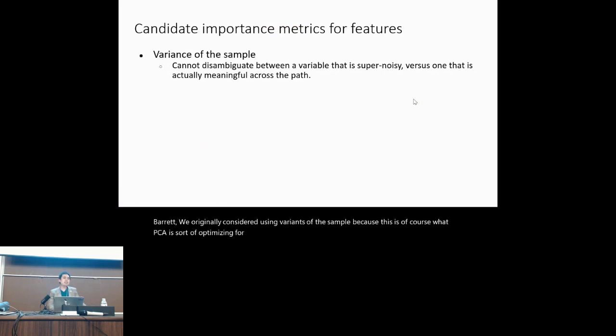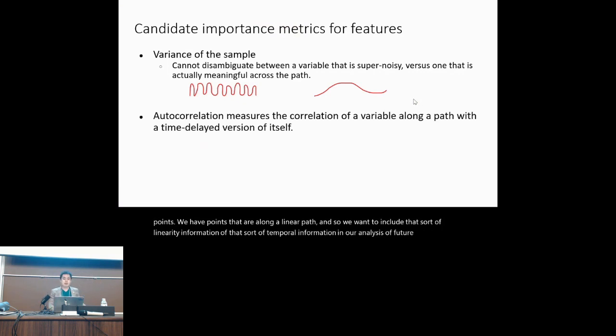But this can't actually disambiguate between variables that are super noisy versus ones that are meaningful across a path. Because here, instead of just having a cloud of points, we have points that are along a linear path. And so we want to include that sort of linearity information, that sort of temporal information, in our analysis of feature importance.